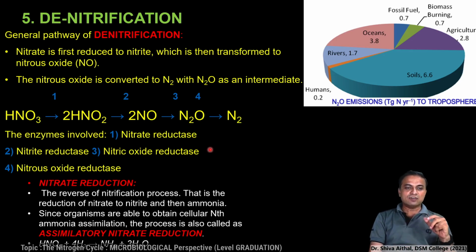So this is a reverse of the nitrification process, that is reduction of nitrate to nitrite and then to ammonia. As the organisms are able to obtain cellular nitrogen through ammonia assimilation, the process is also called assimilatory nitrate reduction. So this is the last part of the nitrogen cycle, assimilatory nitrate reduction.